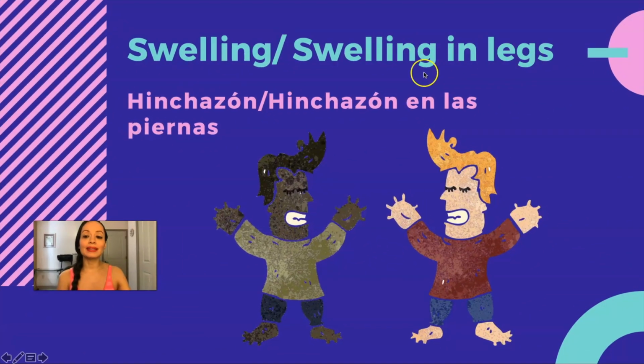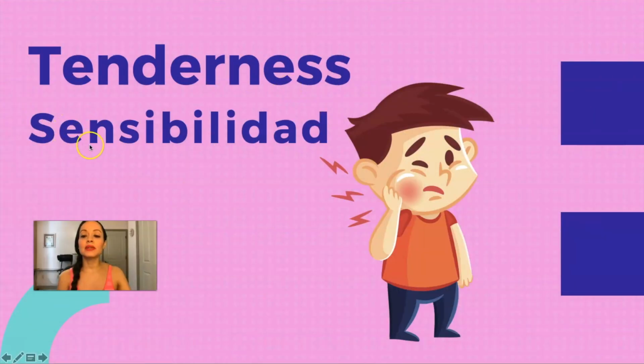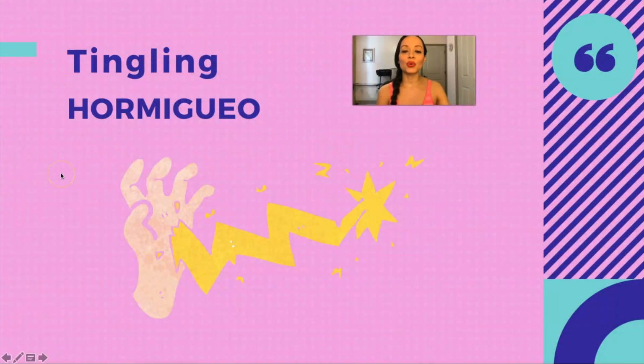Swelling, or swelling in the legs. Swelling is hinchazón. Swelling in the legs is hinchazón en las piernas. When you see this accent mark, that means you're putting emphasis on that vowel. Hinchazón. And you see these people have edema. Tenderness is sensibilidad. There's no accent here, so we're not emphasizing a certain vowel more than the other. Tingling is hormigueo.